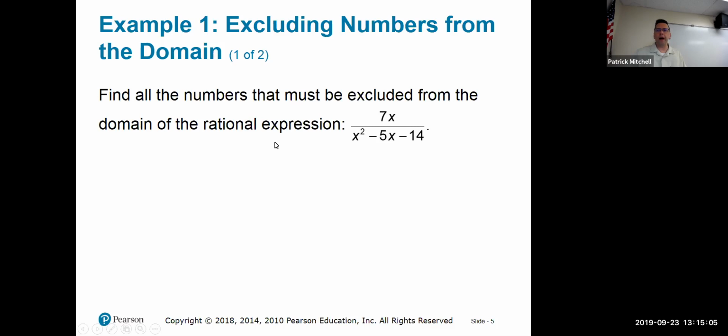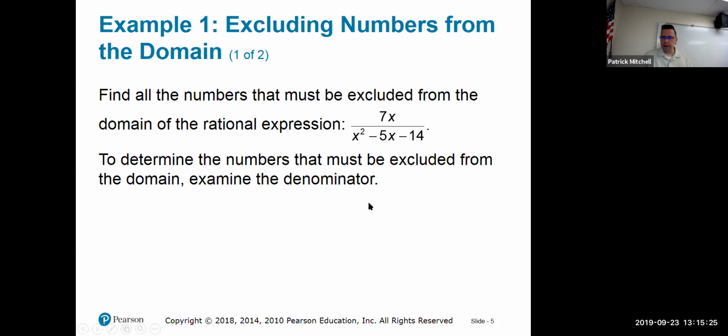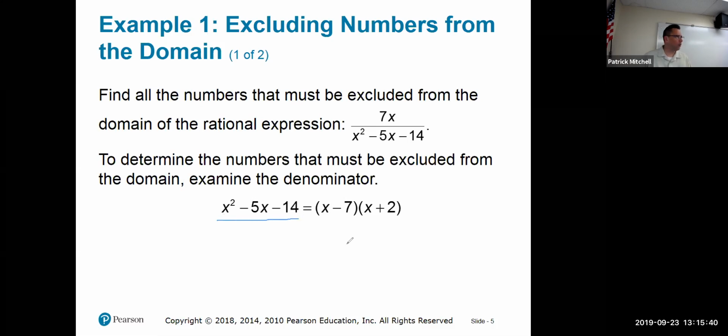They're asking me what are the numbers that have to be excluded from the domain of this rational expression. So again, what that means is find the numbers that make the denominator 0. The denominator is not allowed to be 0. Okay. So look at the denominator and factor it. Okay, because what we're really trying to figure out is when is this thing equal to 0? Okay, and you may remember that the easiest way to figure that out is by factoring.